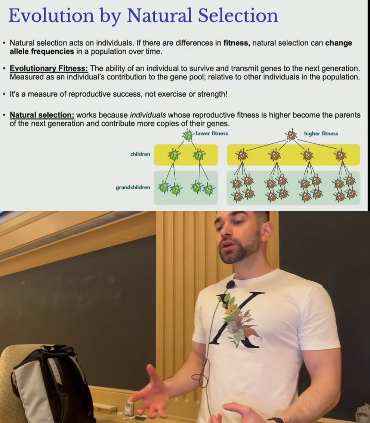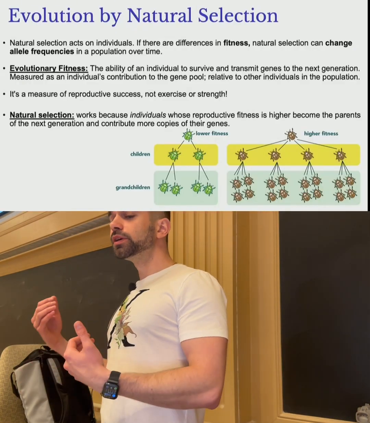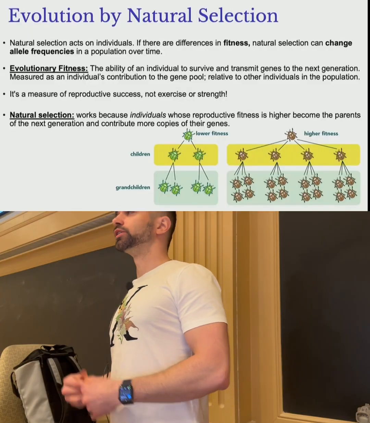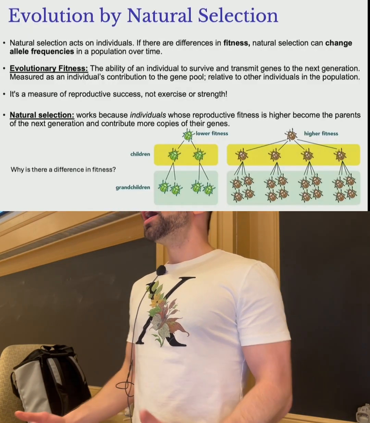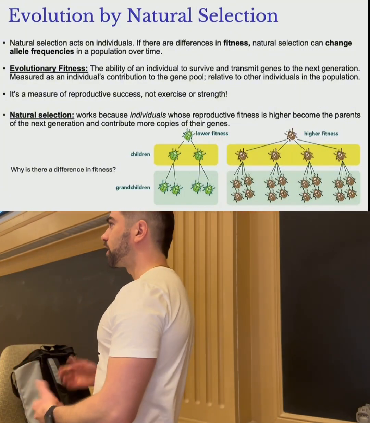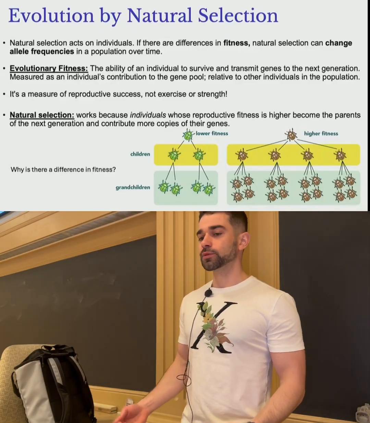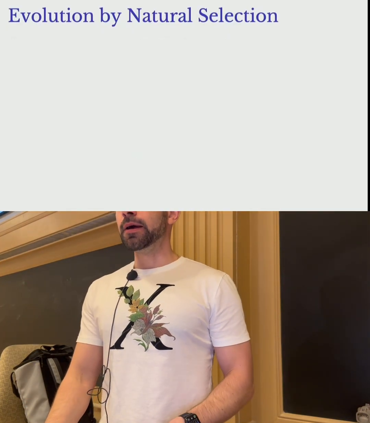Natural selection works because individuals whose reproductive fitness is higher become the parents of the next generation and contribute more copies of their genes. But why is there a difference in fitness? Saying fitness this, fitness that, okay, cool. But why? Why do some things have a higher fitness than others?